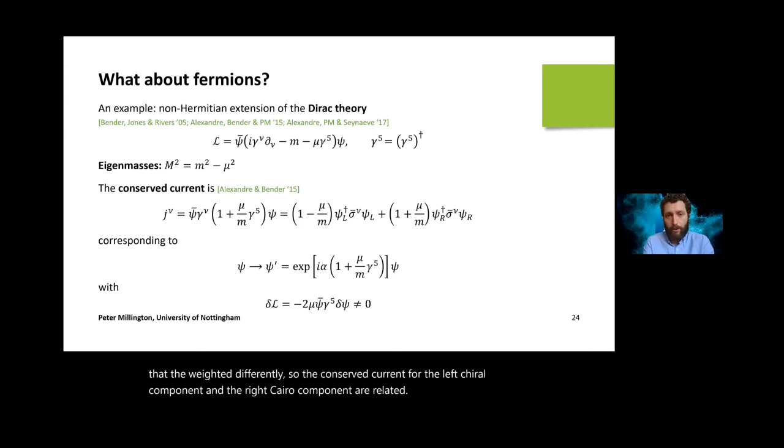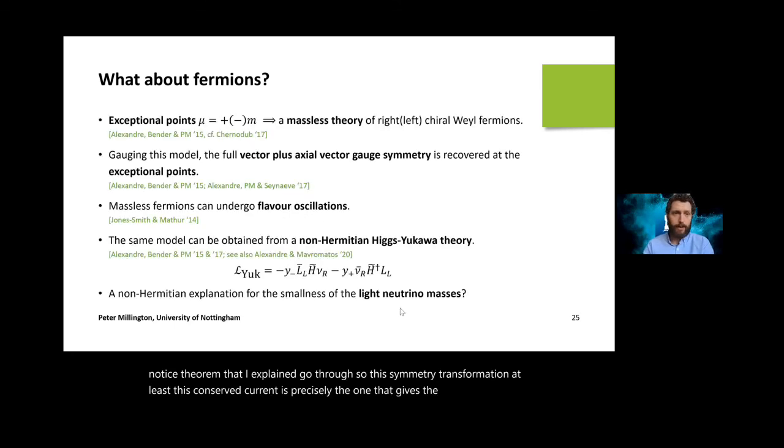And so what you see that's very interesting is that at the exceptional points of this theory, where the eigenmasses go to 0, we actually lose one of the left or right chiral degrees of freedom from the current. But all of these subtleties of Noether's theorem that I explained go through. So this symmetry transformation that leaves this current conserved is precisely the one that gives the correct variation of the Lagrangian.